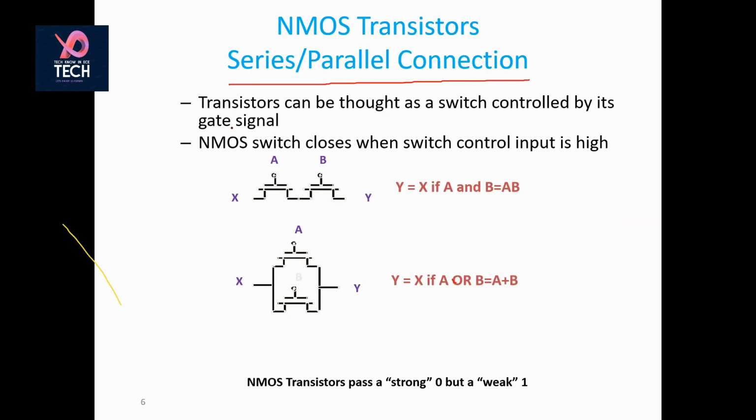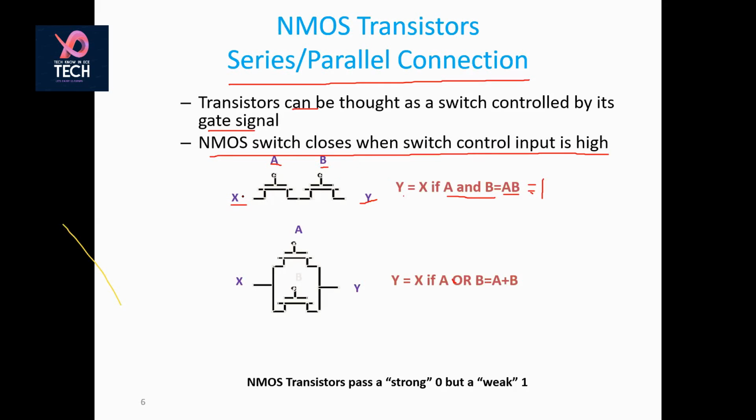So transistors can be thought of as a switch controlled by its gate signal, and an NMOS switch closes when the switch control input is high. So when A and B are both high, then Y is equal to X. Once again, when A and B are both high, Y is equal to X. So what does it mean? It means Y is equal to X if AB is equal to 1. If any of these switches is off, Y is not going to be equal to X.